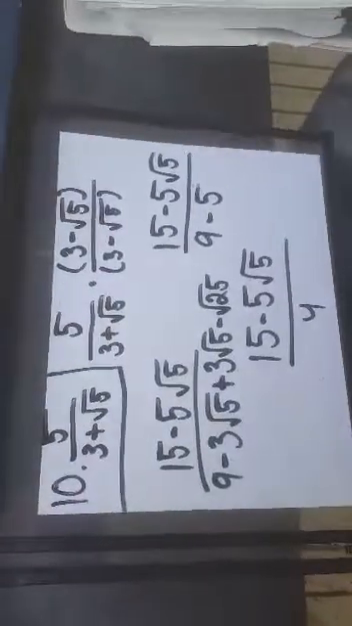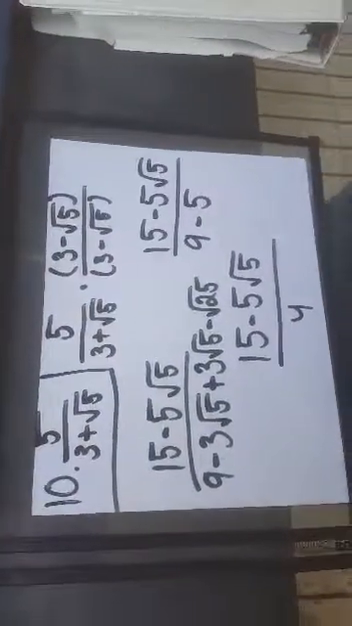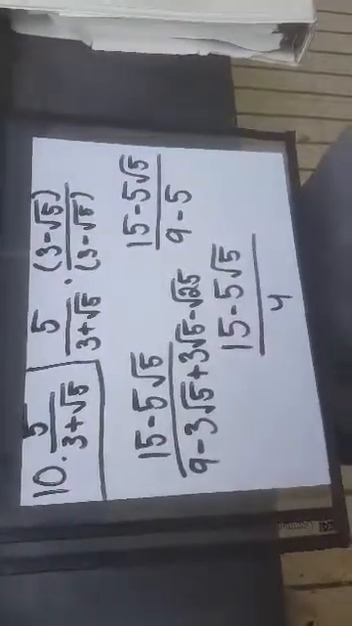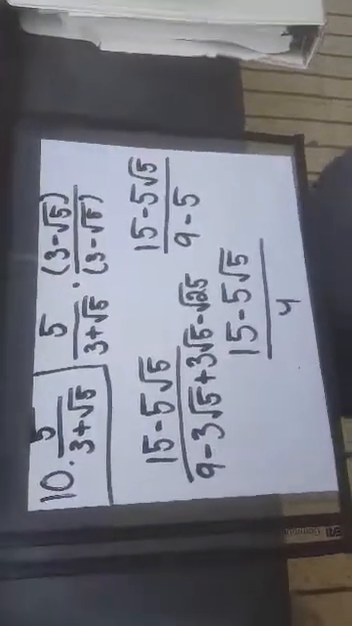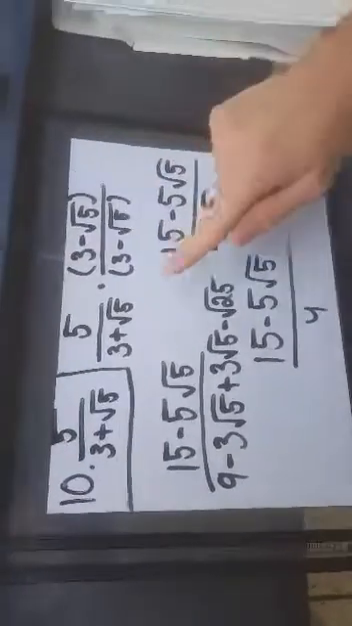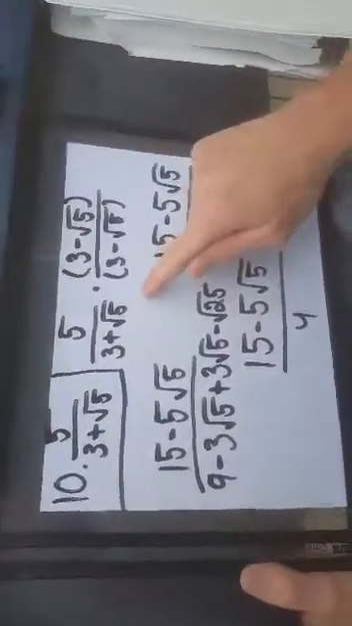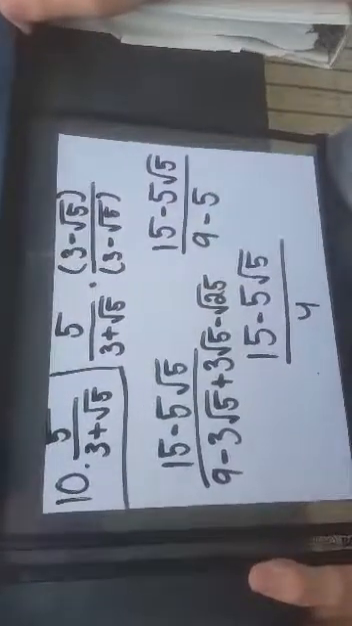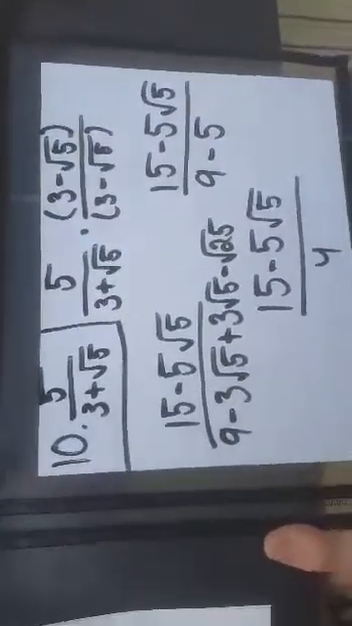Problem number 10, you have 5 over 3 plus radical 5. Now what you have to do, you need to get the radical off the bottom. And to do that, you need to multiply both sides, top and bottom, by the conjugate of the denominator, which is 3 minus radical 5.